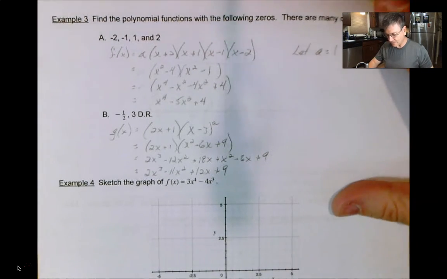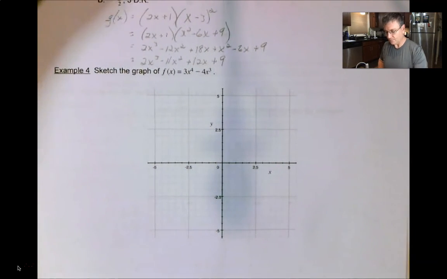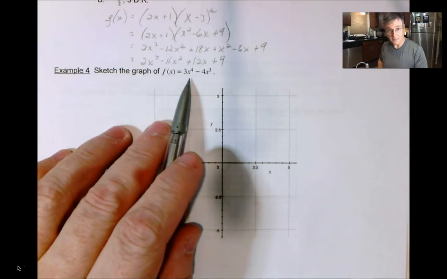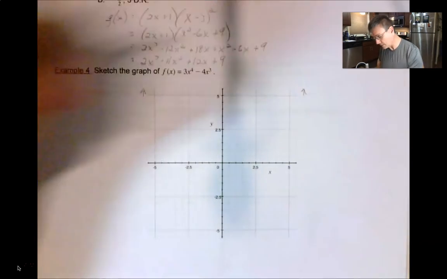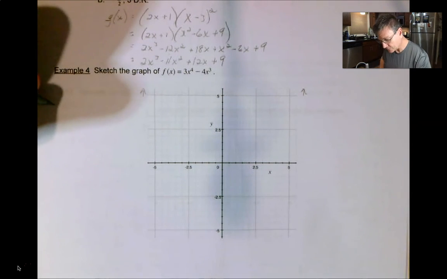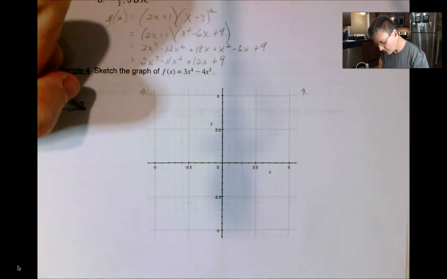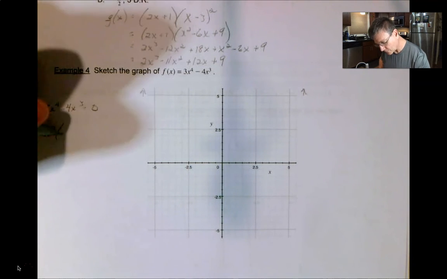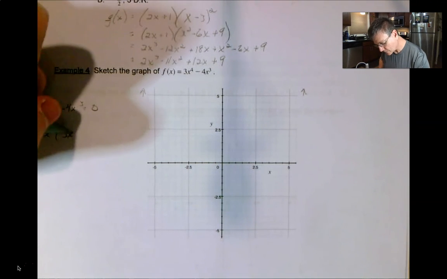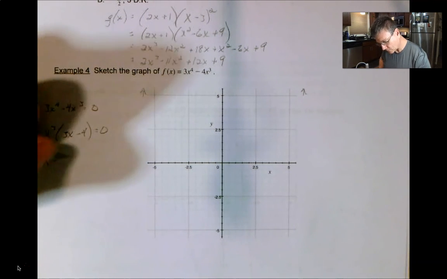All right, sketch the graph of f of x equals 3x to the 4th minus 4x cubed. Let's take a look at the end behavior first. It's positive and even. So up left, up right. Let's take a look at zeros. 3x to the 4th minus 4x cubed equals 0. X cubed, and we've got 3x minus 4 equals 0. So x equals 0 triple root, different from a double root.